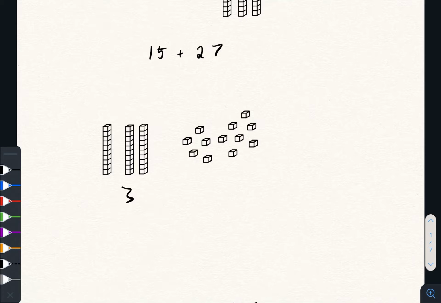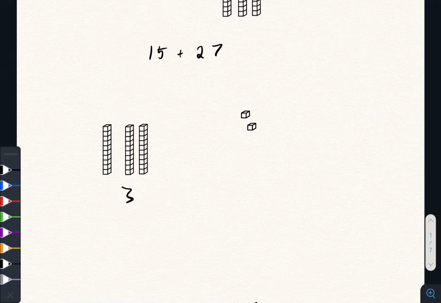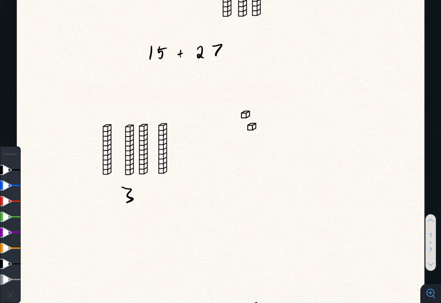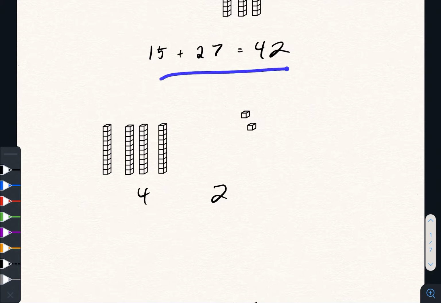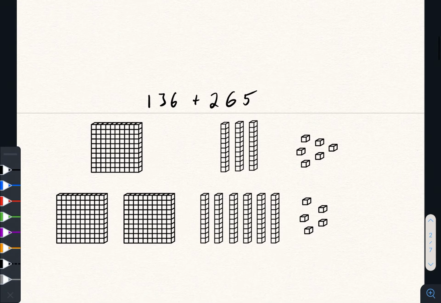So what we have to do is make an exchange. What we're going to do is take 10 of these and group them together and exchange them for a group of 10. So we make what's called an exchange right here. And so we would say that we have 4 10s and then 2 extras left over, so 42. So the whole point of this is we're trying to make exchanges. Okay, let's go another step up.